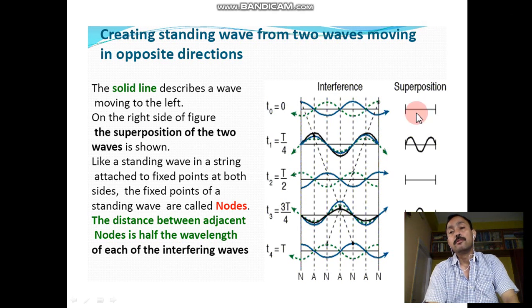So when this wave is coming left to right and this dotted line coming from right to left, they will superimpose, and after the superimposition this becomes the nature at t equal to 0. At T by 4, this is the resultant wave nature. At T by 2, this is the resultant wave nature. This is how we have produced nodes and antinodes. When this is the antinode, this one is a node, this one is a node.